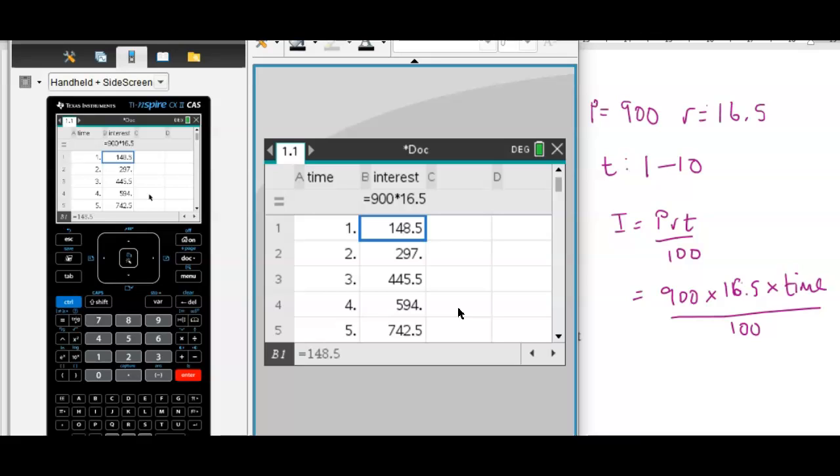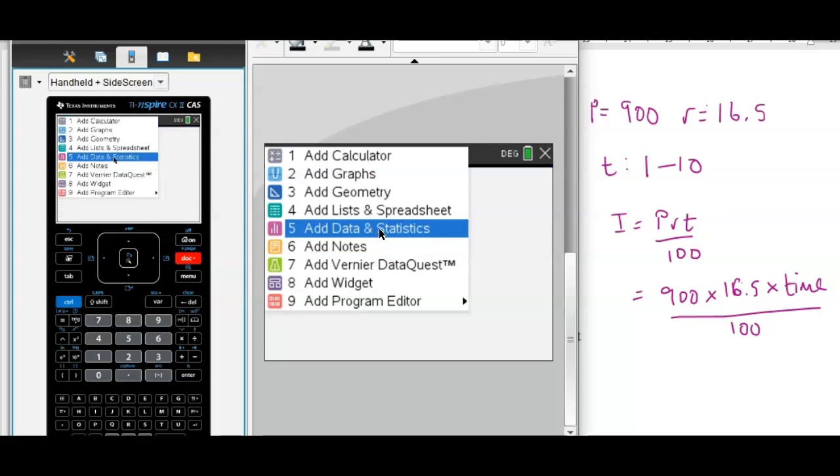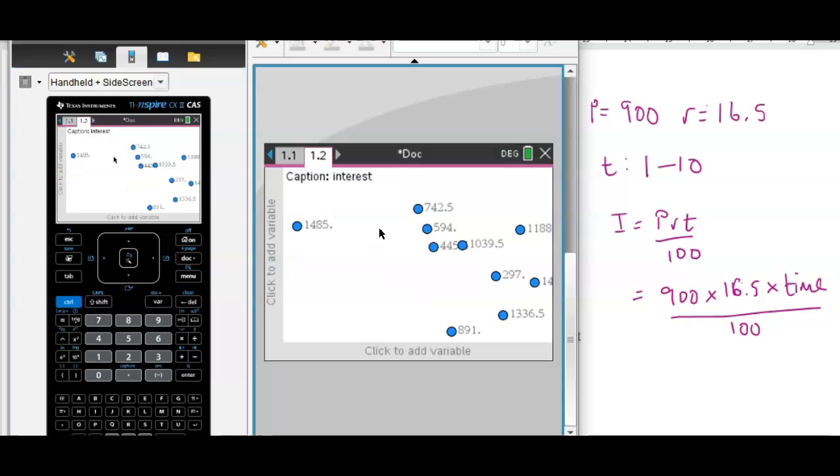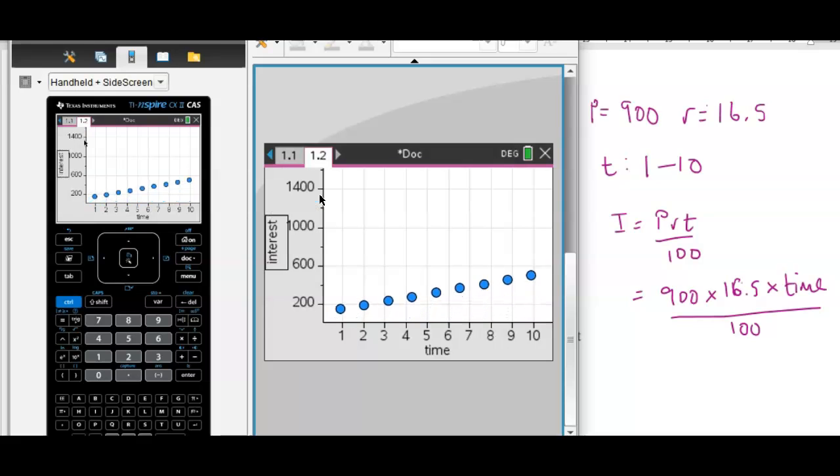Now, if we wanted to graph it, just Control, Add Page, the same as what you did when you did a scatter plot. Just making sure I'm clicking the right thing. So time is your X and interest is your Y. And there you can see your straight line. So that's simple interest because it follows a straight line. It goes up, I think it was 148.5 each time. That's your gradient.